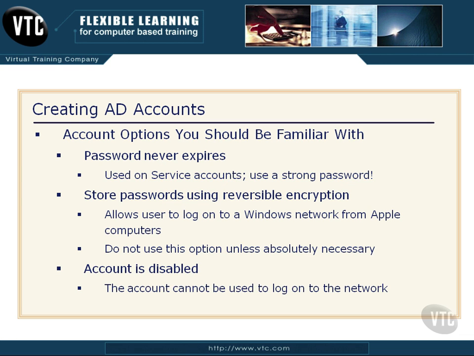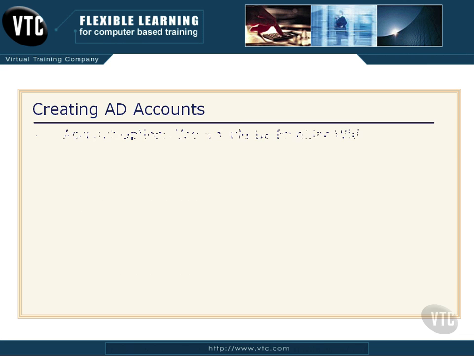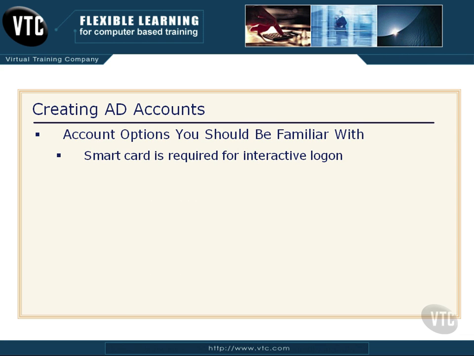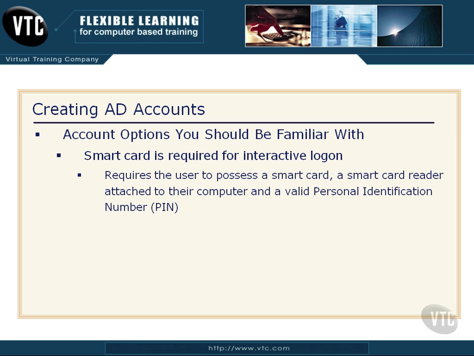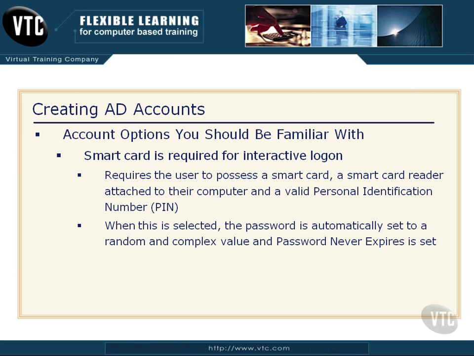Account is disabled. The account can't be used to log on to the network. The account's valid. It's out there. All you have to do is enable it and it starts working, but disabled means that it's not available. Now, usually we will use this to create user account templates, which we'll talk about later in the course in a separate video. Then, smart card is required for interactive logon. This requires the user to possess a smart card reader attached to their computer and configured properly, and a valid personal identification number. Now, when this is selected, the password is automatically set to a random, complex value, and password never expires is set.